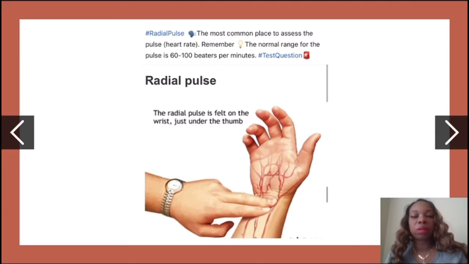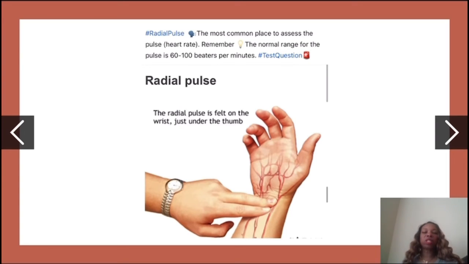The radial pulse is the most common place to assess the pulse or the heart rate. You want to remember the normal range for the pulse is 60 to 100 beats per minute. The radial pulse is felt on the wrist just below the thumb. This is a test question. The radial pulse is the most common place to assess the pulse or the heart rate. The radial artery is the most common place to assess the radial pulse or the heart rate.